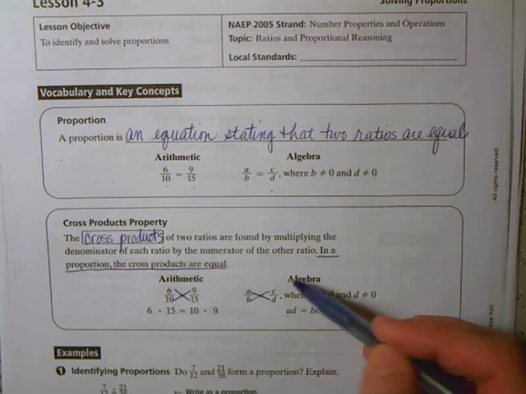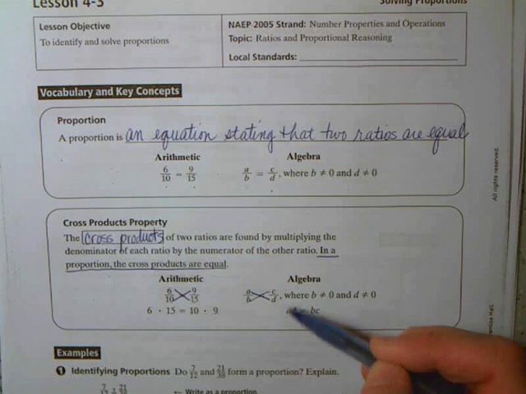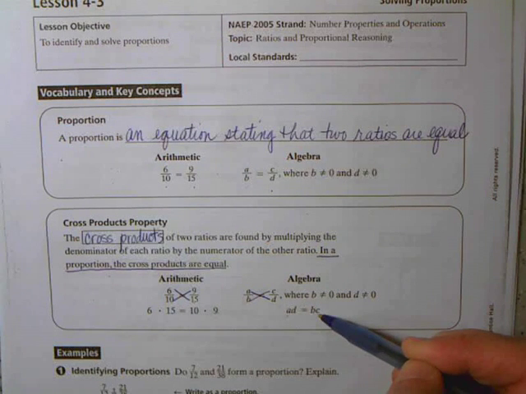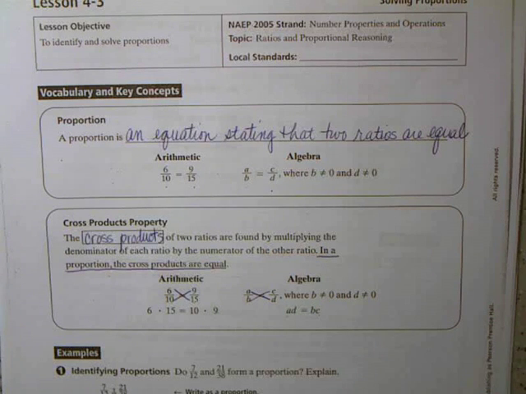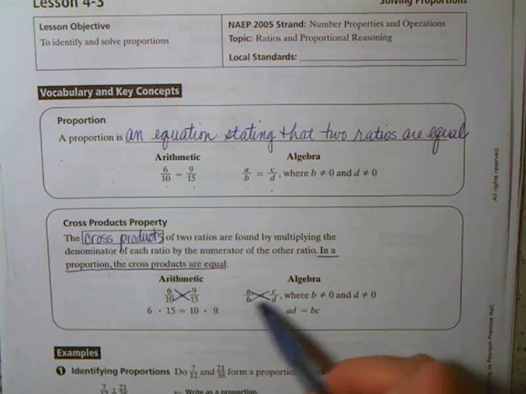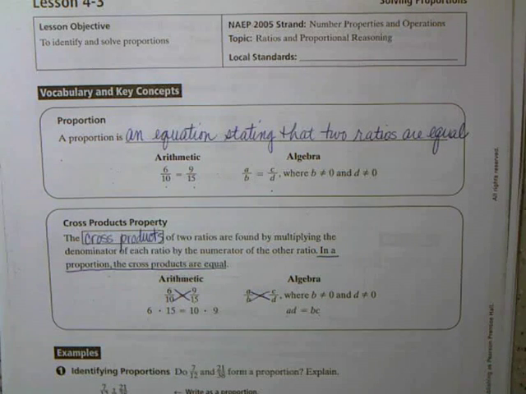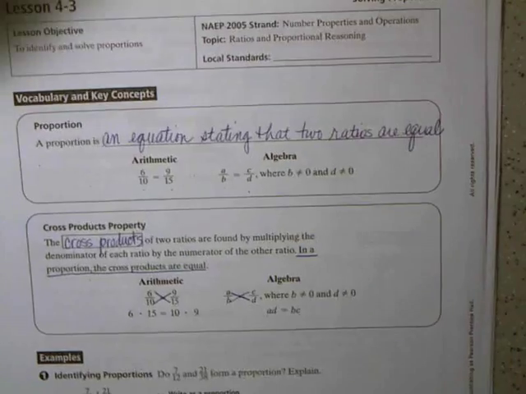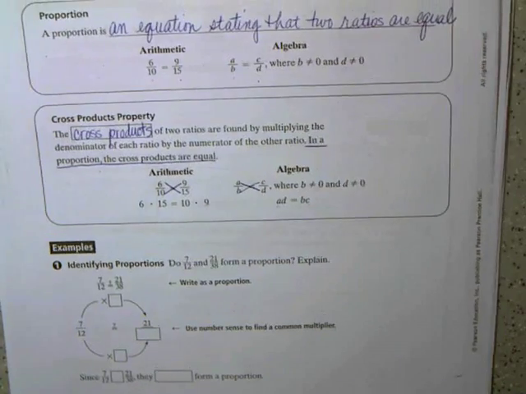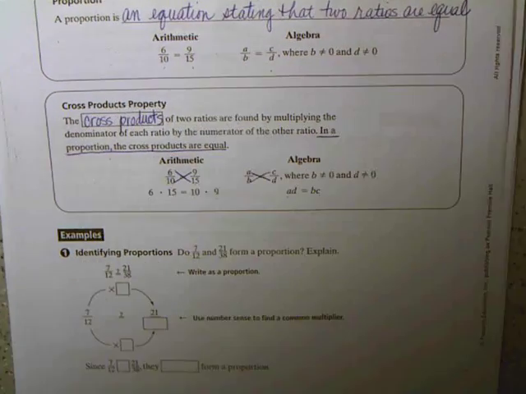In algebra, we would simply write A times D is equal to B times C. Of course, again, B and D cannot be 0. But again, you see how your cross products would match up. So again, in a proportion, cross products are going to be equal. If we test cross products and they are not equivalent, then it's not a proportion.